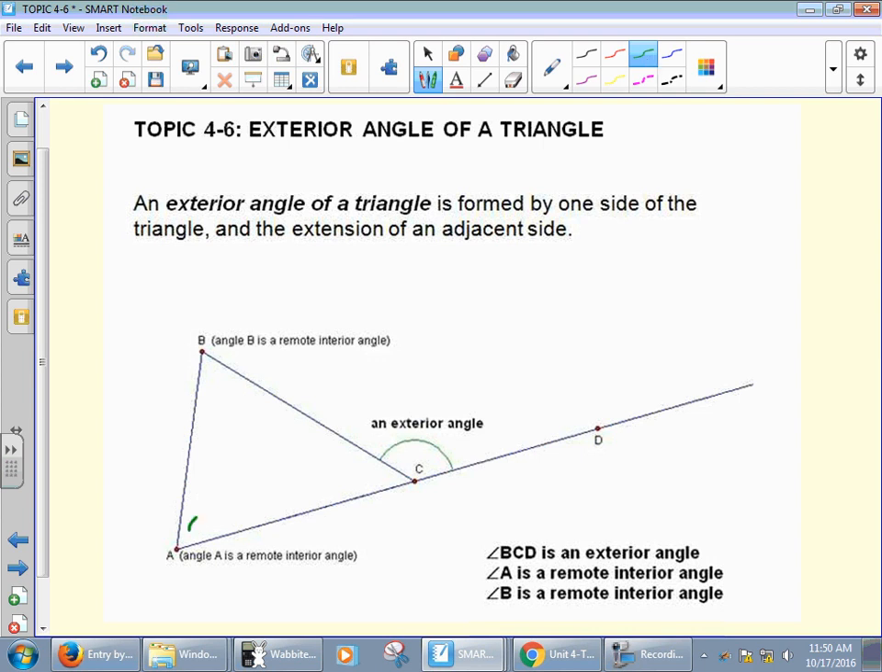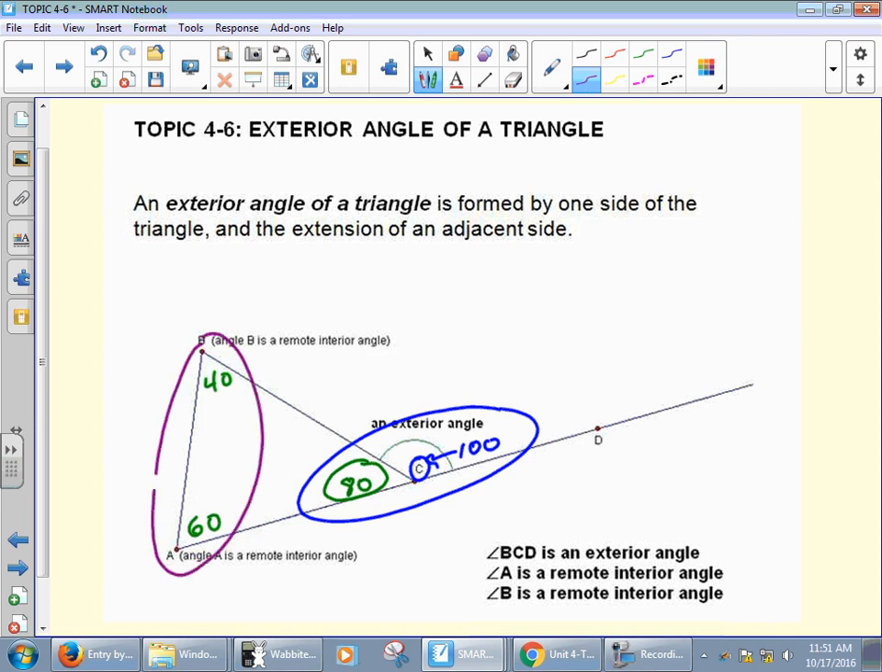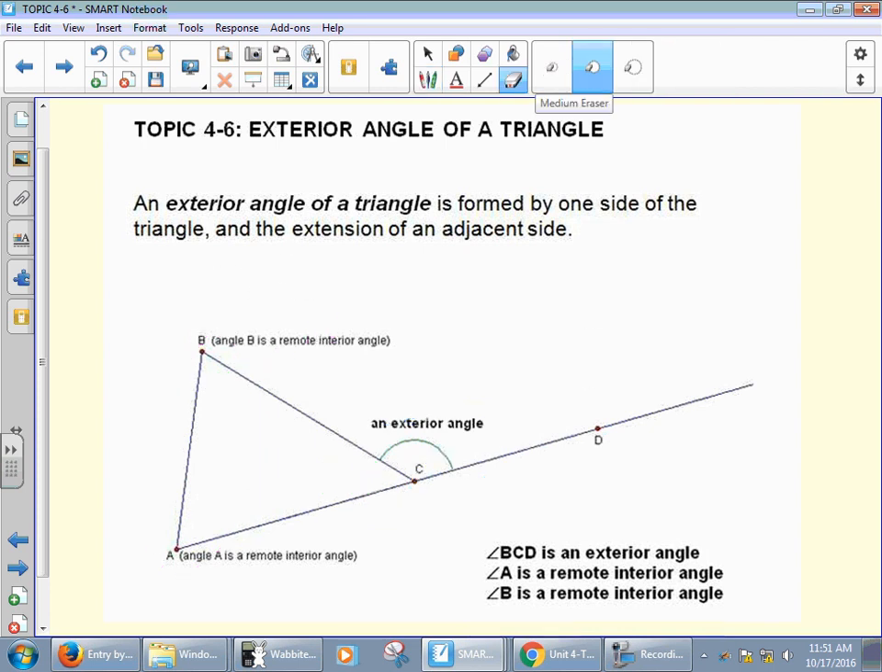But if I told you angle A is 60 and angle B is 40, how many degrees do I have currently in that triangle? 100. So what does this angle right here need to be? 80. Okay, does everyone agree with that? Now, how many degrees have to be right here at this C? 100, because these two form a straight line. And if I add these two up, what do I get? 100. So what I notice is these two are the same. Does everyone see that?